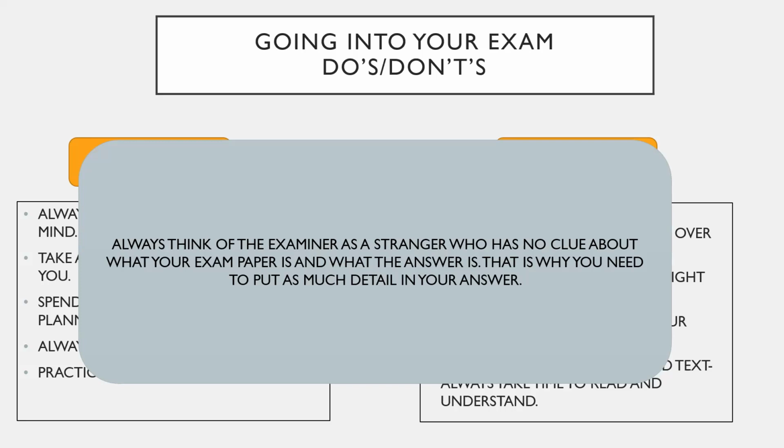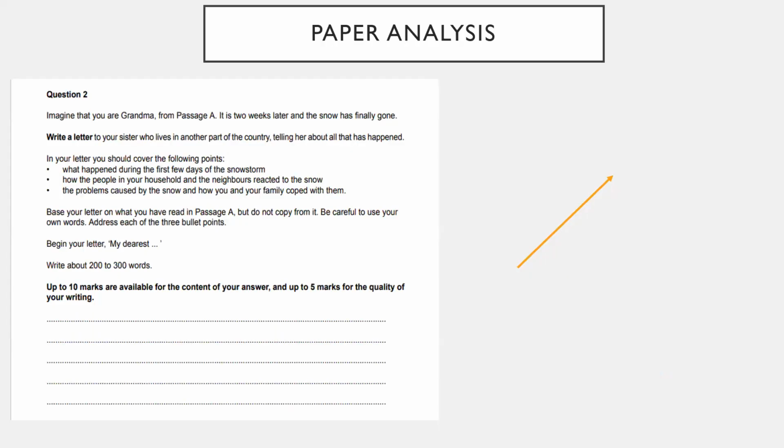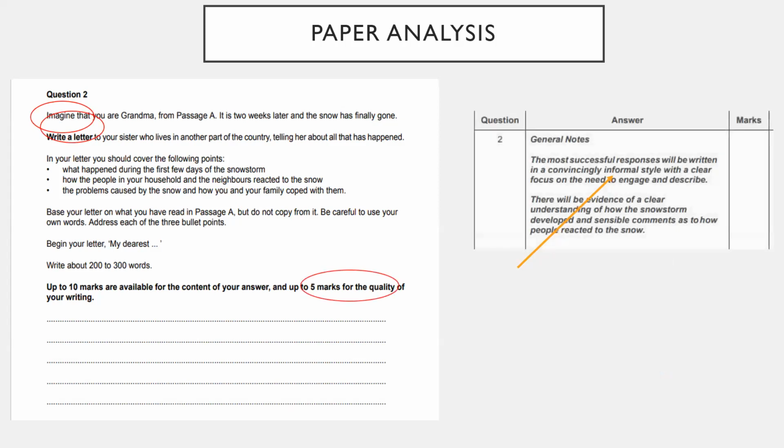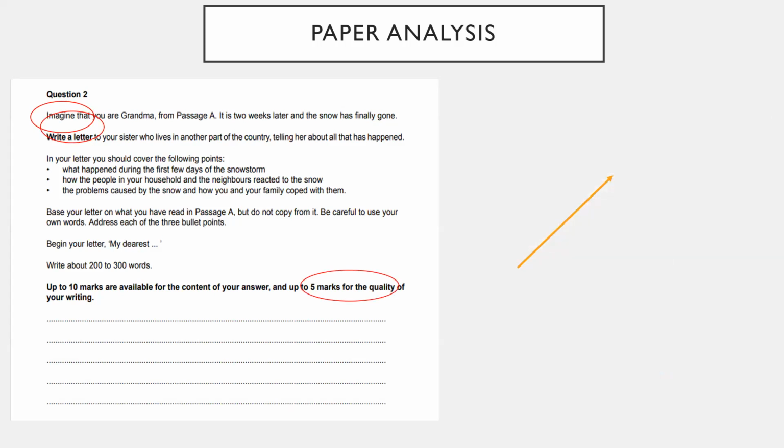So, past paper. This question is worth 15 marks. As you can see, in the bold writing, 5 marks are for the quality of your writing. If you read the question, it starts with imagine and write a letter. These are 2 really important points that should not be missed. It will tell you how to answer the question.